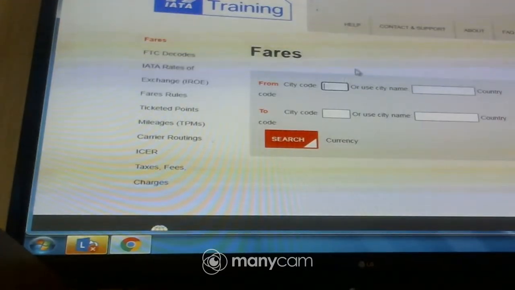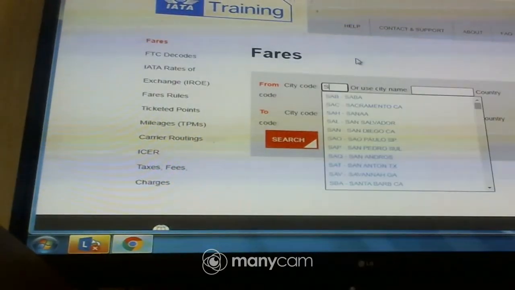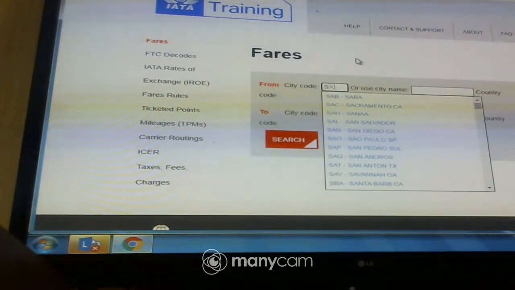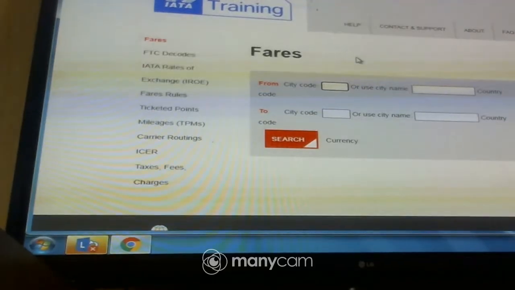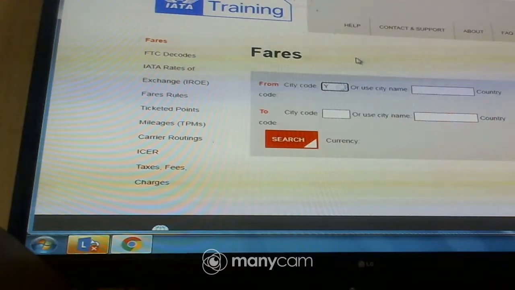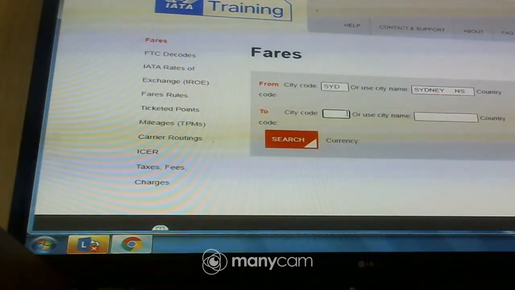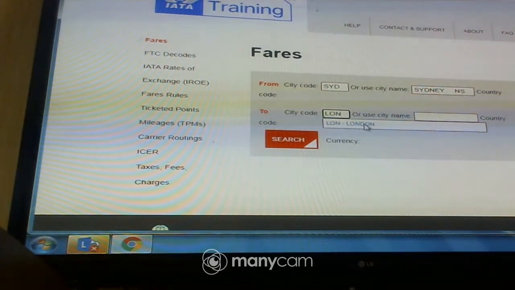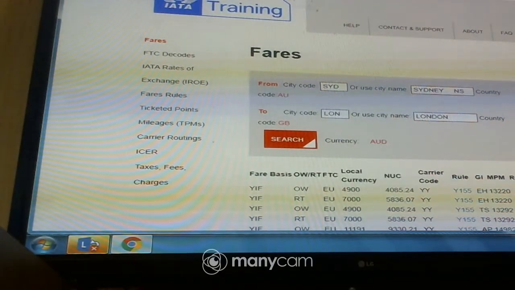And then we write here Sydney. I'm looking for Sydney, that is Yankee. So we have Sydney, and then our fare break point is what? London. So we put our London, and then we search. So you can see these fares.